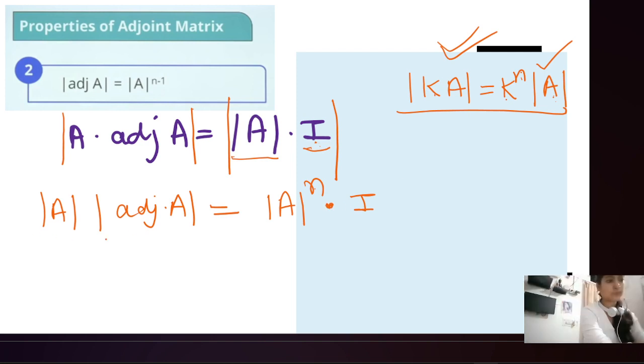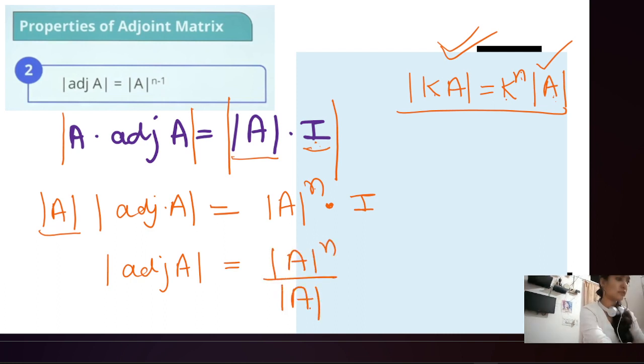Okay. So from here, what are we getting? See, this A will come to the right hand side. So we are getting adjoint of A equals A times determinant of A. Okay. So we can remove I, because when I multiply with this, we get the same thing. We already studied about this.